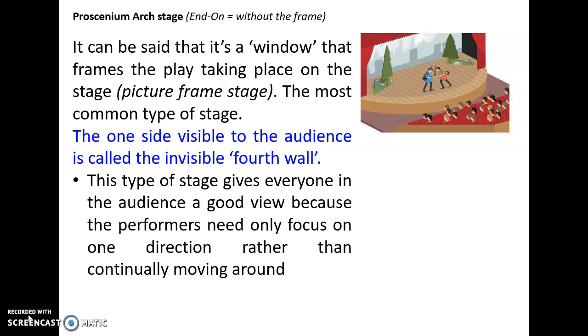This type of staging gives everyone in the audience a good view because the performers need to focus on one direction rather than continually moving around. However, sometimes it can lack that intimacy. So if you're really trying to connect with the audience and someone's sitting right at the back of the auditorium, it can sometimes make it so that they don't get the same emotional impact they might on a different type of staging.